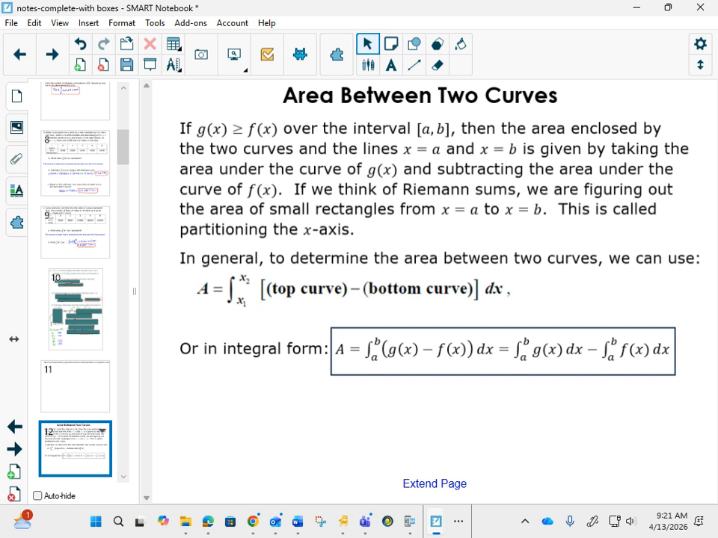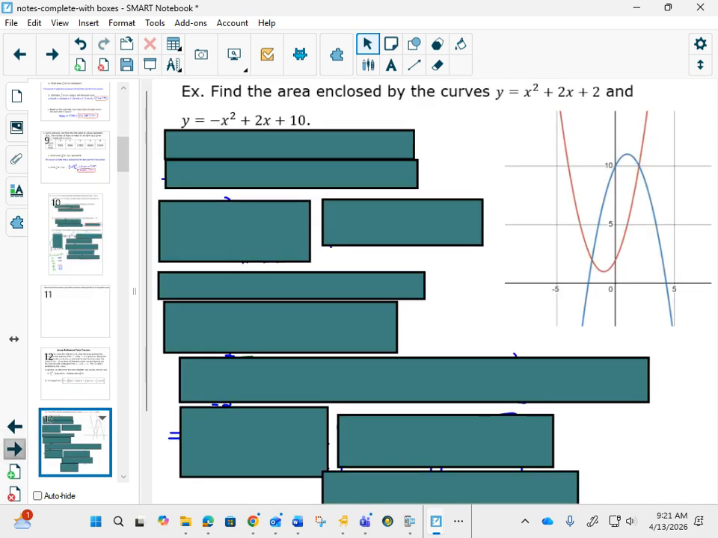So, how do we figure out the area in between two curves? We find out where those two curves intersect. We look at going between those two points, and we take the top curve minus the bottom curve. Here is the integral form. It'll be really quite obvious when we look at this first example.